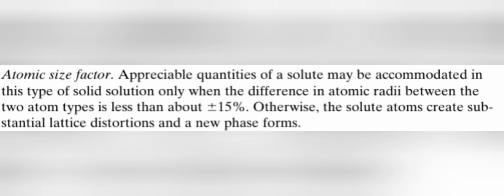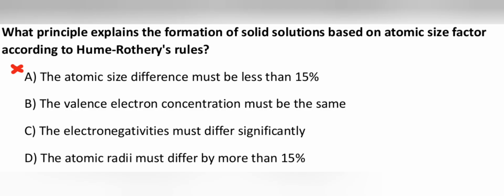Okay, so we have four options, and among them option A is correct. I cannot choose option D because it says the atomic radius must differ by more than 50%. No, it should be less than 50%. And the rule that deals with the atomic size factor and less than 50%, that's the best option, option A. Among options A and D, option A is the suitable one. It cannot be more than 50%.